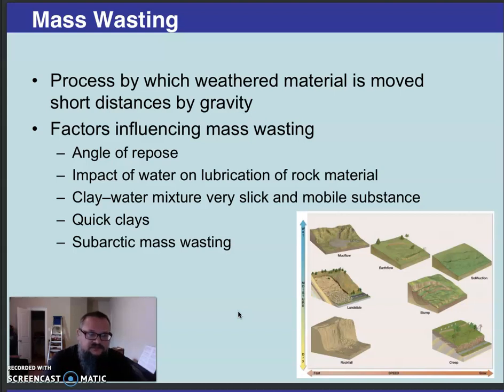Different things have different angles of repose, and if we are dealing with soil that's a certain material, that's going to be important for us to know in terms of mass wasting. We're going to stop right there.